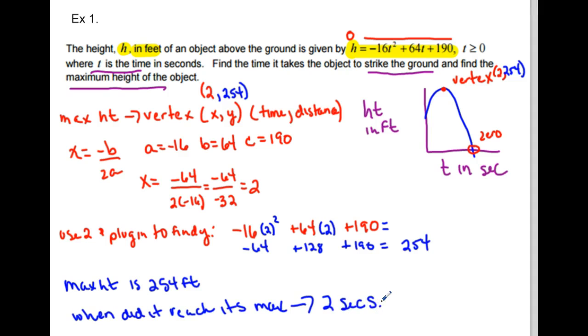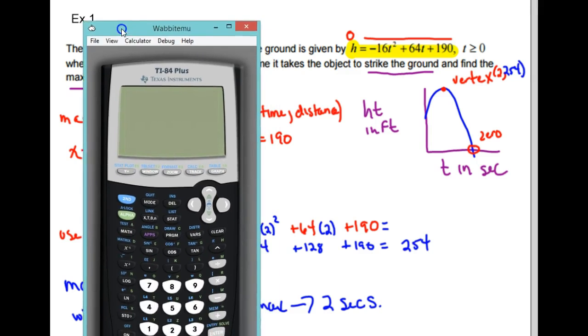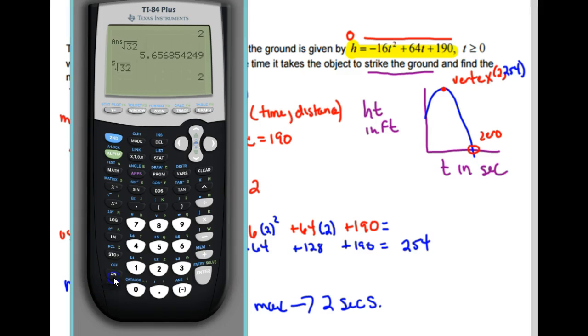All right, I'm going to get my graphing calculator, and we're going to use that to double check our work. Okay? So I'm going to pull this in, and I'm going to do some button pushing now. I want you to do this with me. I want you to type into your equation editor negative 16x squared plus 64x plus 190. Hit enter, and now let's go look at the graph.